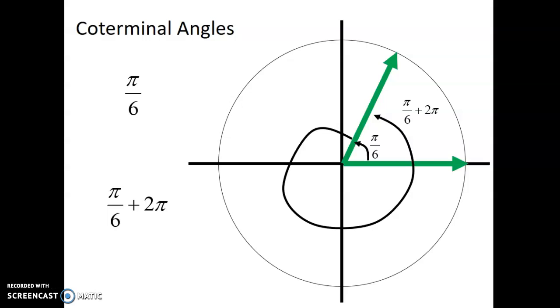Find out what it is as a decimal, convert it into a fraction of pi, and it will end up being 13 pi over 6. So that's the coterminal angle to pi over 6. We added 2 pi to pi over 6 and got 13 pi over 6.